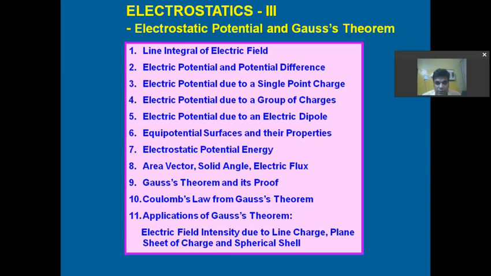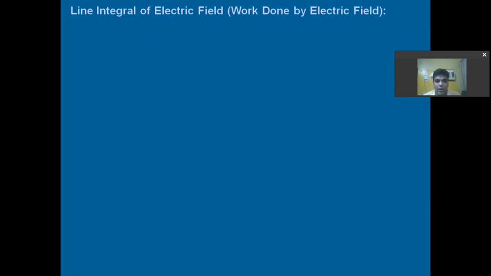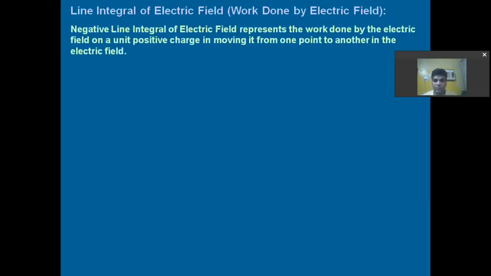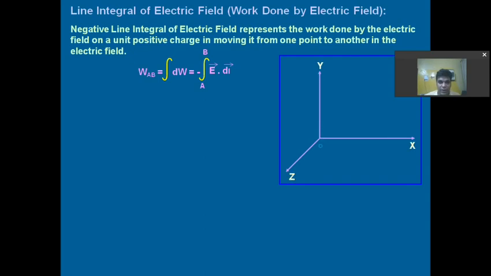Then we will derive the expression for electrostatic potential energy, area vector, solid angle and electric flux. Then Gauss theorem and its proof will be covered in this presentation. So now I start the presentation with work done by electric field, the line integral of electric field.